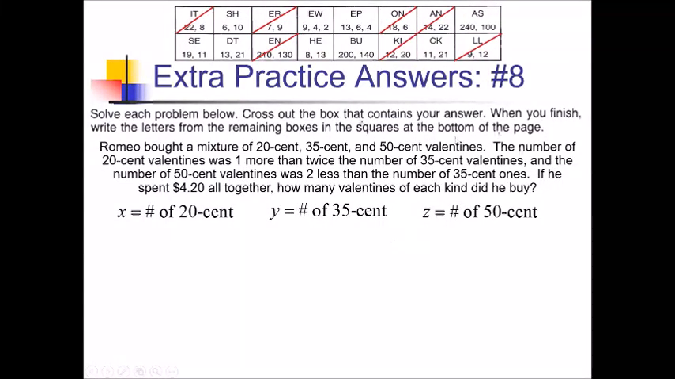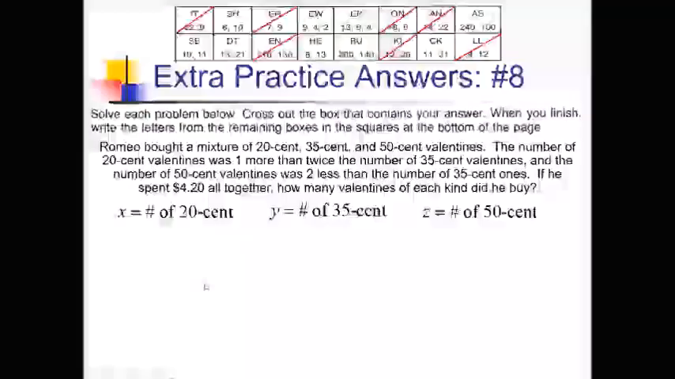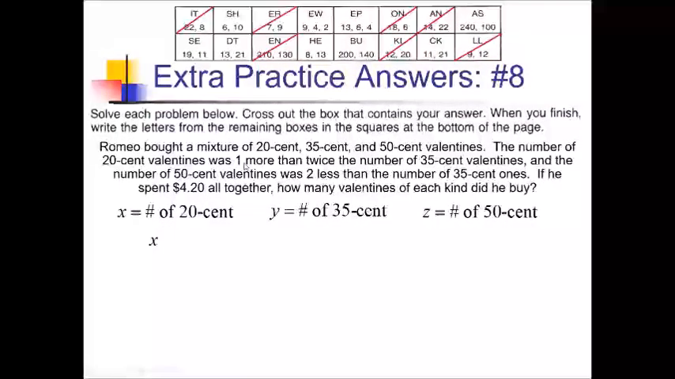The number of 20-cent Valentines, so that's going to be x, equals one more than twice the number of 35-cent Valentines. So twice the number of 35-cent would be 2 times y, and we want one more than that, so we're going to have to add 1 there. So there's one equation, x equals 2y plus 1. Thankfully, only has two variables in it, not three.